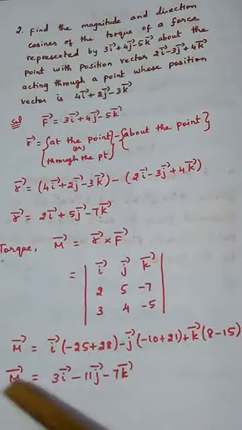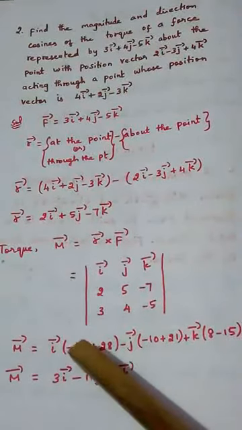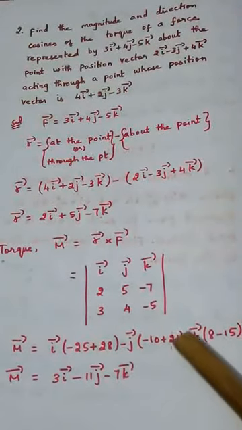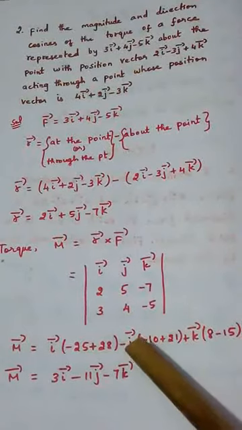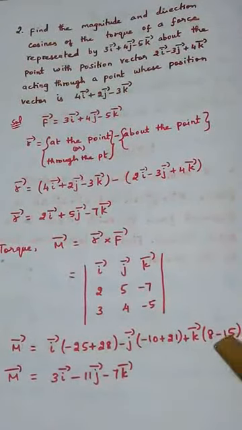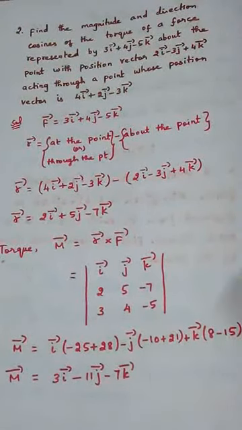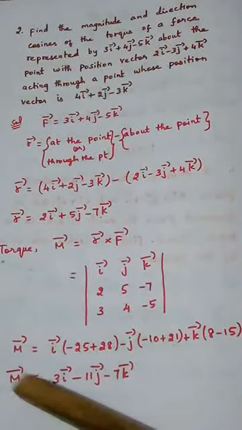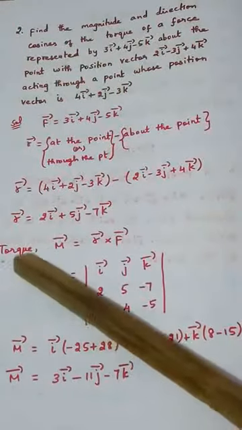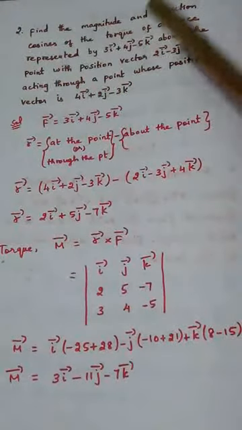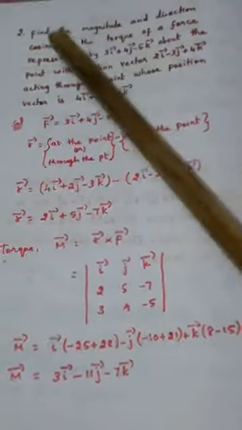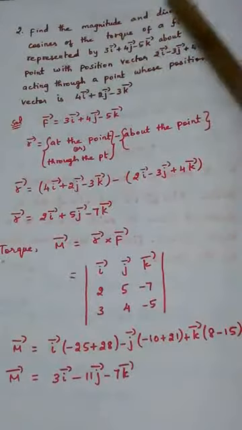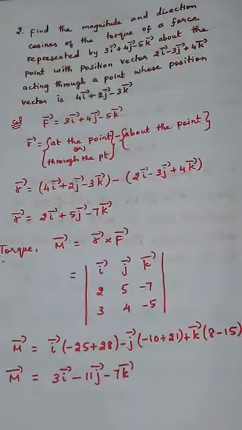So it comes like this. Finally we get M vector as 28 minus 25, 3i. Here if you simplify, 11 will come, so minus 11j. Minus 7 will come, so minus 7k vector. What have we found now? M vector, which is the torque. But what they are asking is not only the torque, they are asking to find the magnitude and direction cosines. So next we have to find the magnitude and the direction cosines.